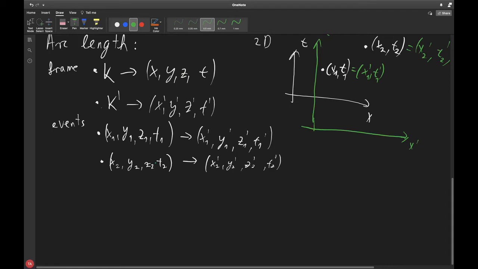So x1, t1 is when I switch on the light, and then x2, t2 is when the other person sees the light. So essentially, we are looking for the distance between these two points. This distance is what we call the arc length.